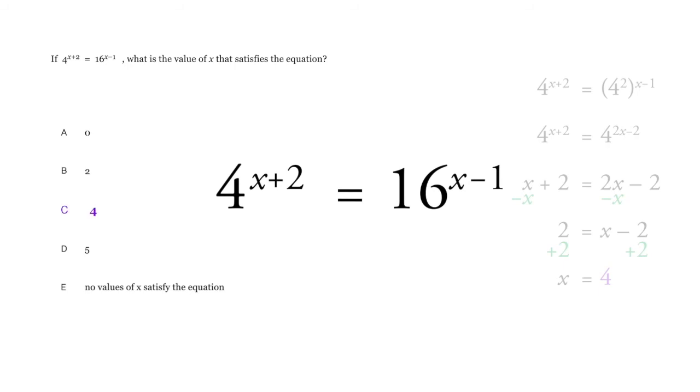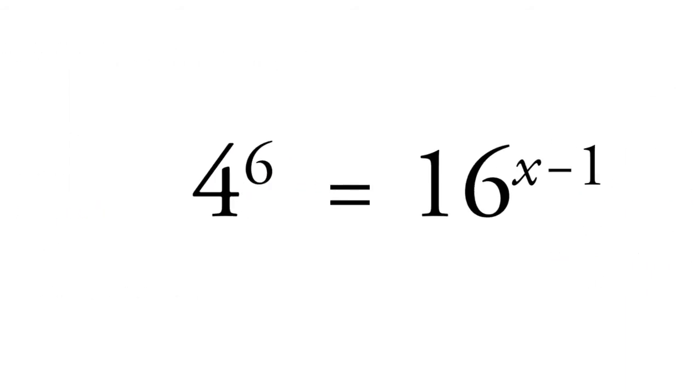In this case, 4 works because 4 to the x plus 2 means 4 to the 6th. And 16 to the x minus 1 with 4 plugged in as x means 16 cubed. And if you go on your calculator and you do 4 to the 6th, that's equal to 4096. And if you do 16 cubed, it's also equal to 4096.